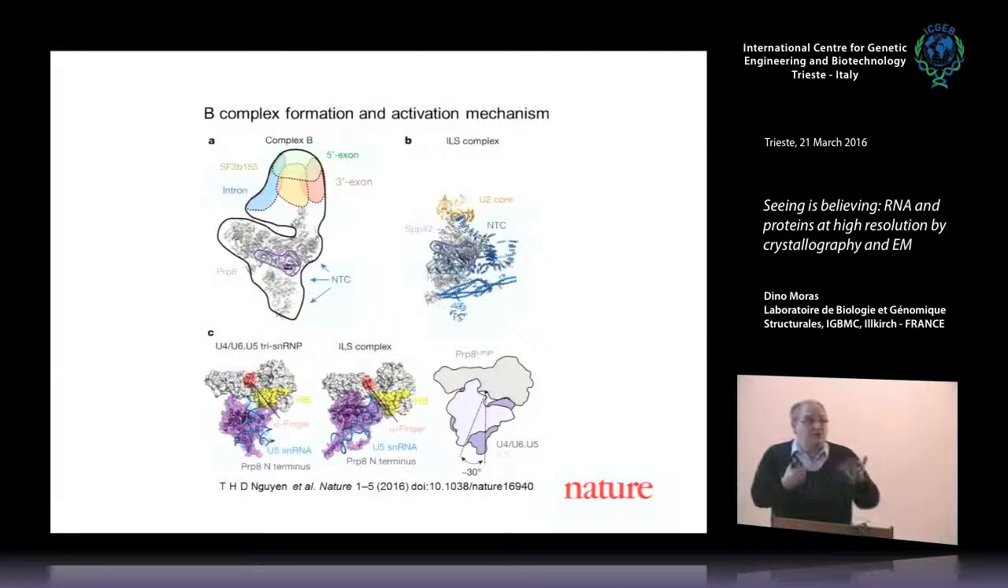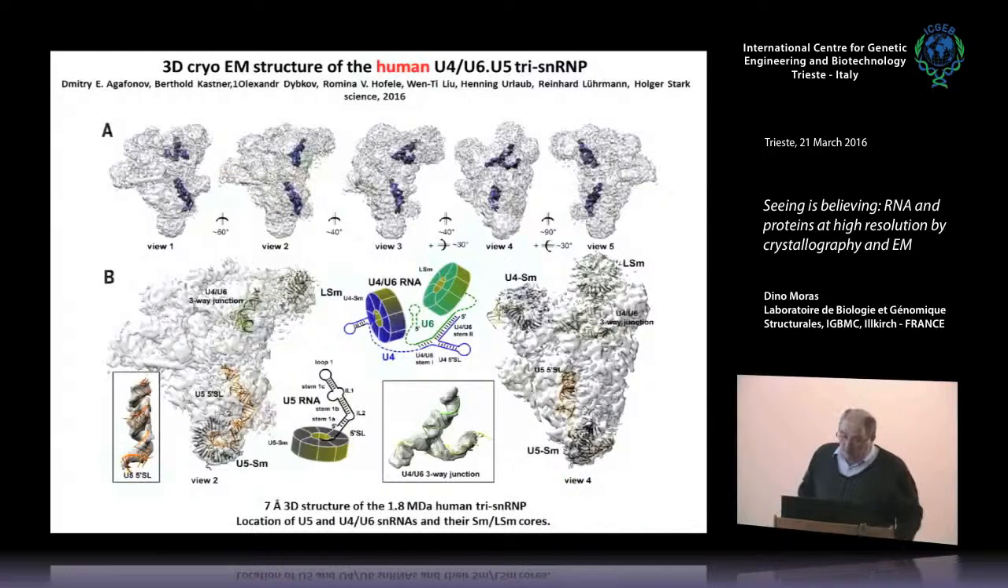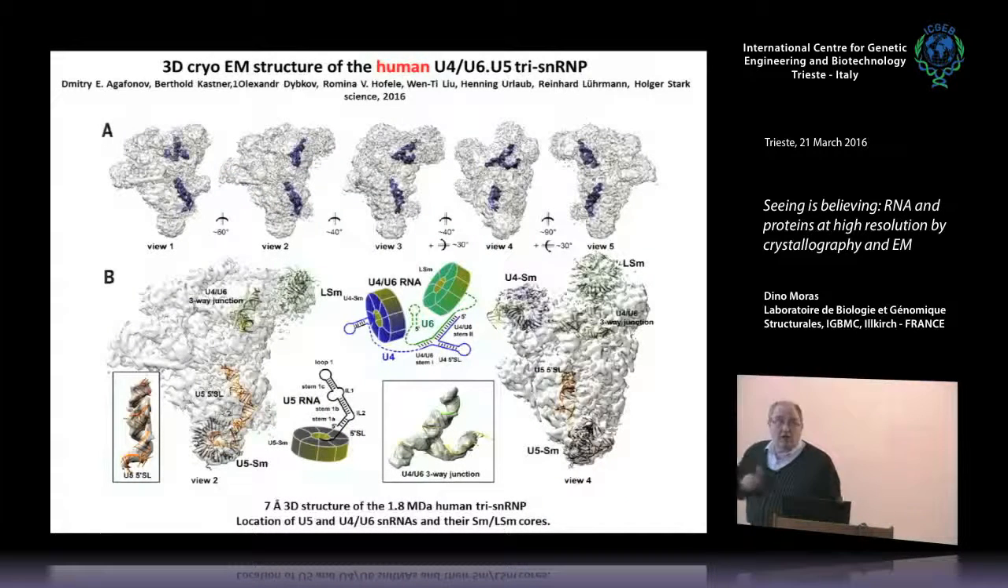So the interpretation used a combination of at least two sources of information. But the revolution is that with cryo-EM, you can reach that high resolution information. And now I have to speed up.